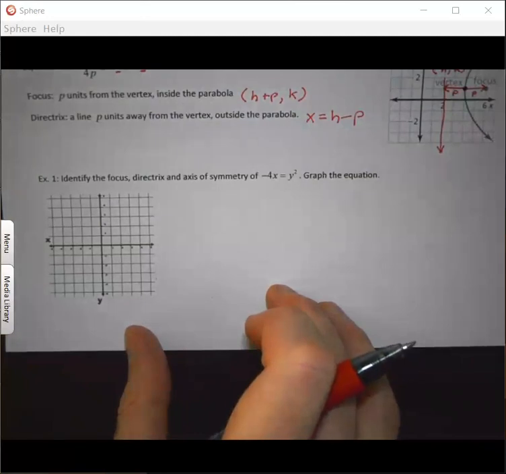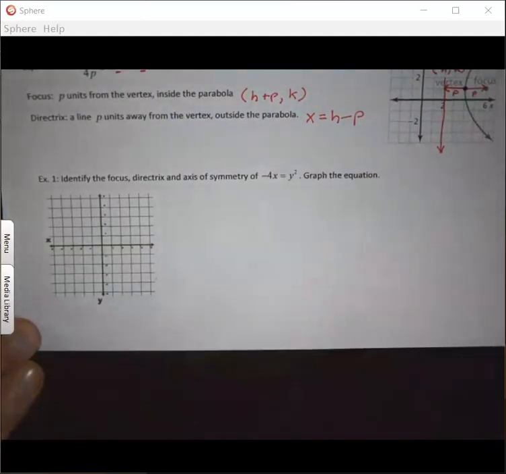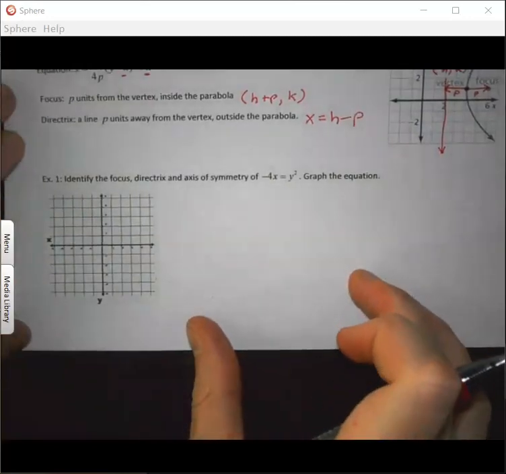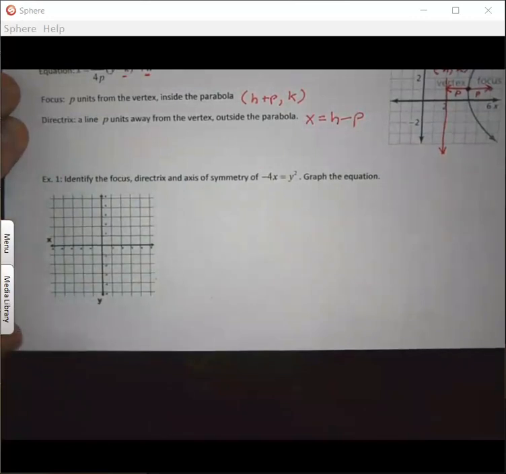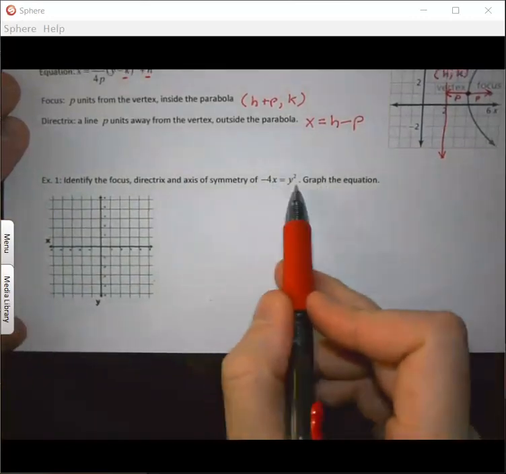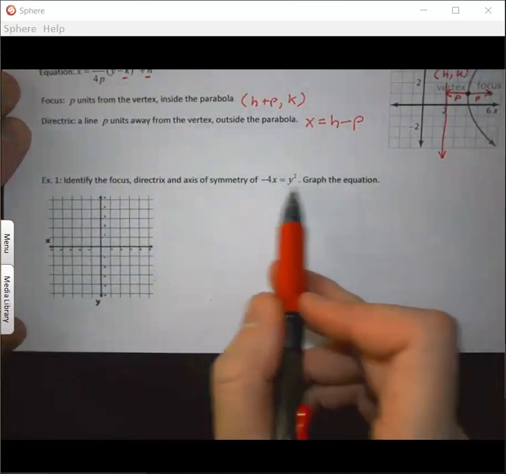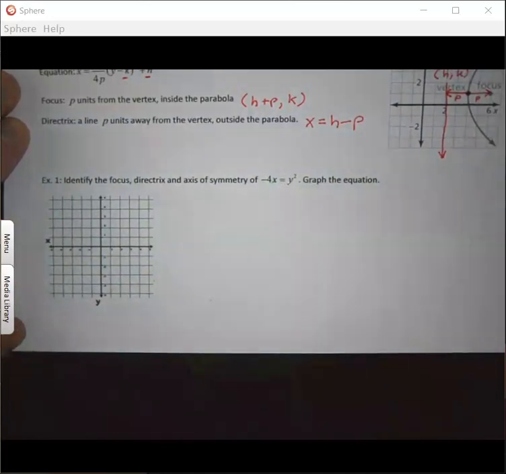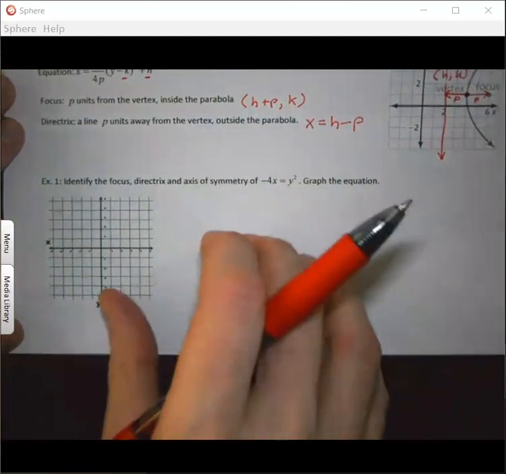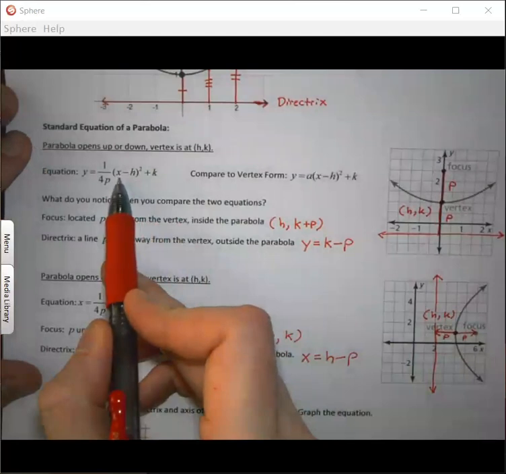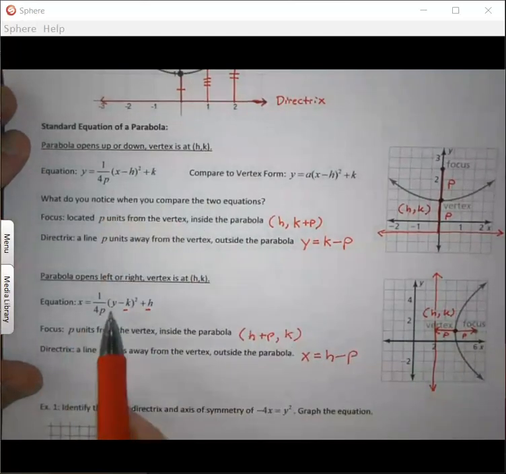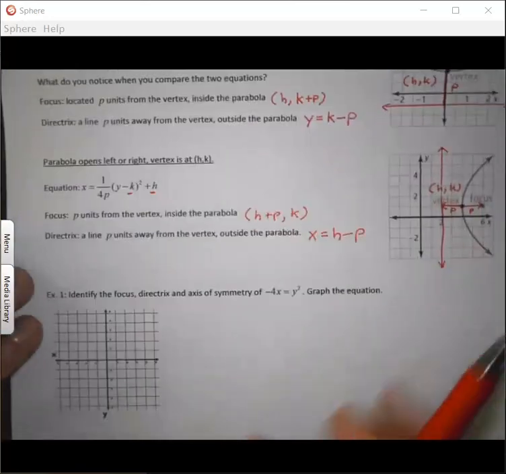So in this first example, we want to identify the focus, directrix, and axis of symmetry for negative 4x equals y squared, and then graph. The first thing we should probably do is identify if this opens up, down, left, or right. And you can tell by what variable is squared. If the x is being squared, up or down. If the y is squared, left or right. So this is going to be left or right.